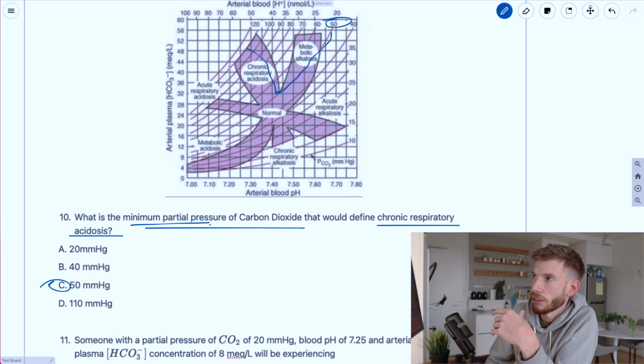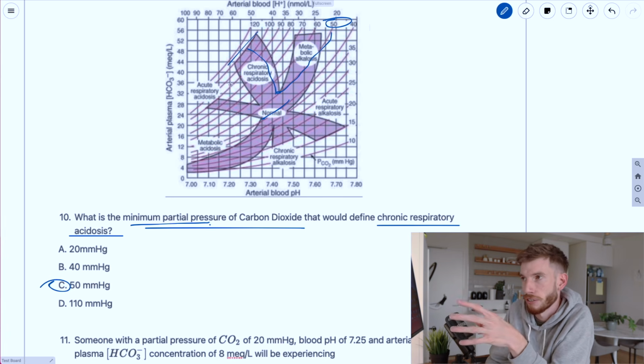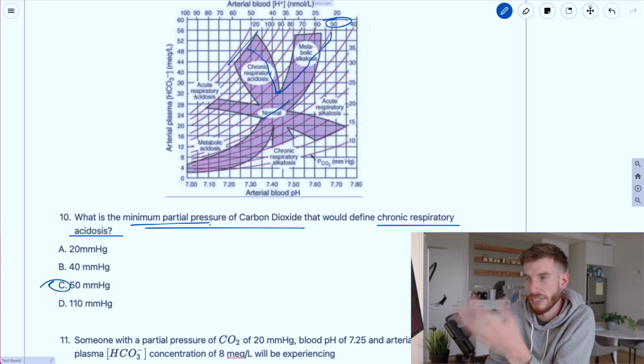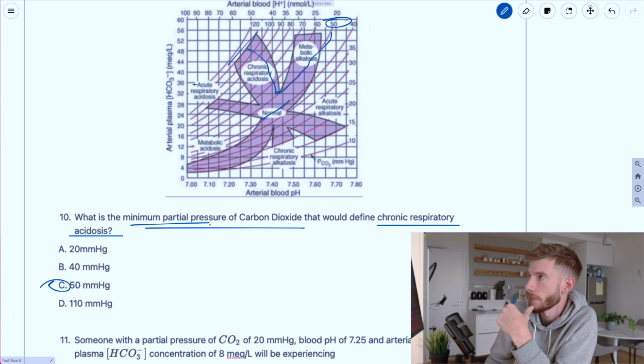So 40, right? That's clearly well beyond chronic respiratory acidosis. So anything below that is no good. And then it's got 110, right? And 110 is the wrong way. That's high. And that's good feedback to me because then I know that's the reason why that one's wrong. I would often try to reason out the tricks in the other answers so that I could be sure I've not been tricked by their questioning in any way.